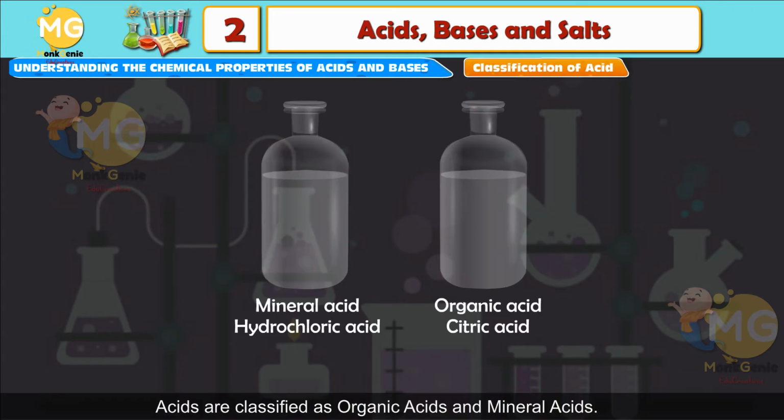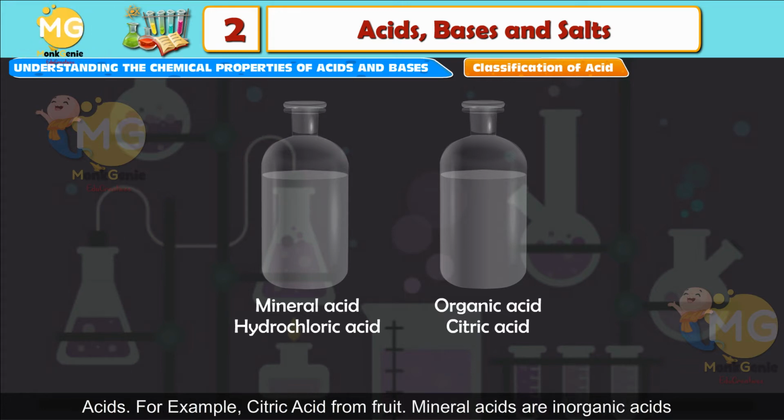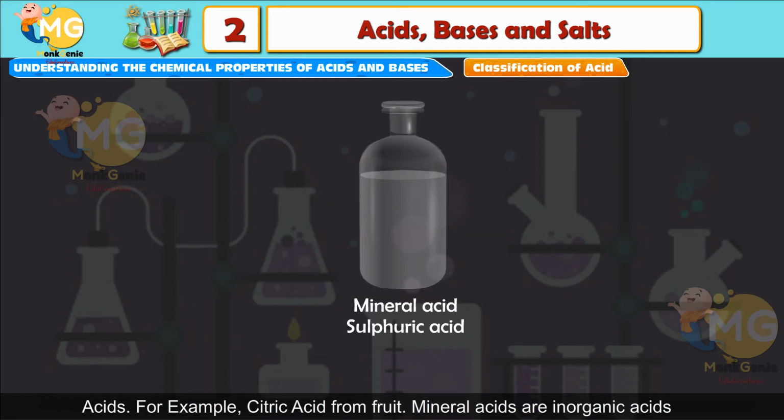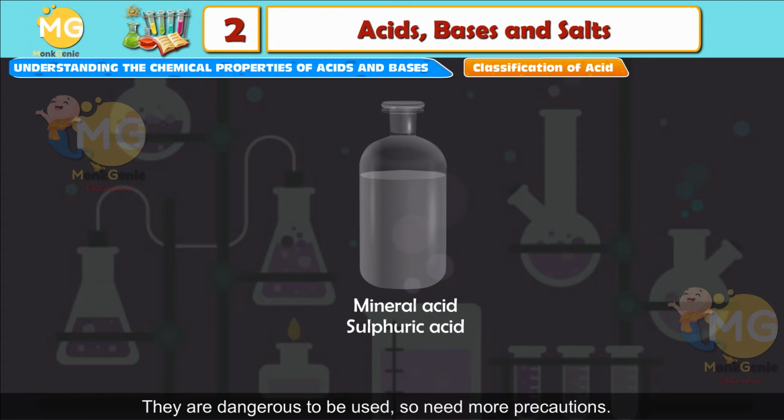Classification of acids. Acids are classified as organic acids and mineral acids. Acids which are derived from plants and animals are known as organic acids, for example, citric acid from fruit. Mineral acids are inorganic acids such as sulfuric acid. They are dangerous to use, so they need more precautions.